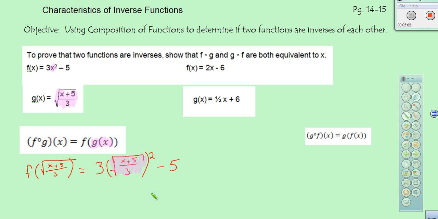Well, now when we think about this, we have to go back to all of the rules we learned in our mathematics career. And that means that I have a square root, well, I have a square root squared. Well, the inverse operation of taking a square root is to square something. So those two things cancel each other off. So essentially, I'm left with 3x plus 5 over 3 minus 5. So the square and the square root cancel each other off.